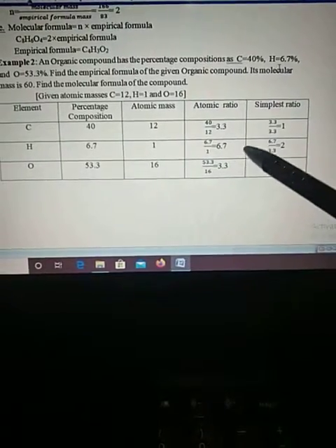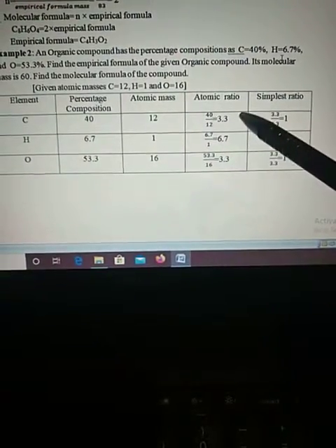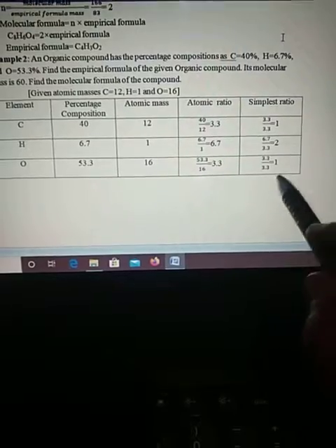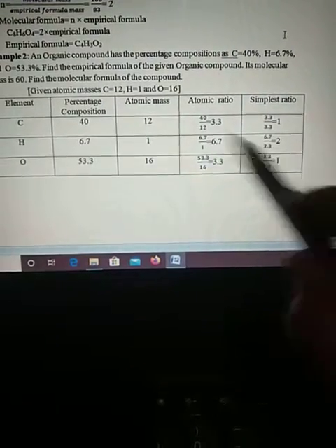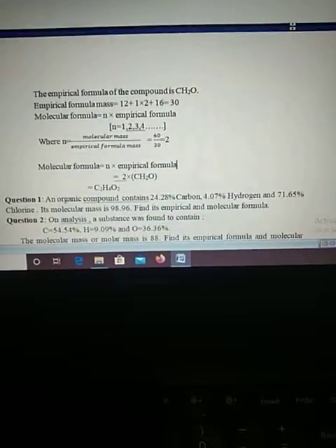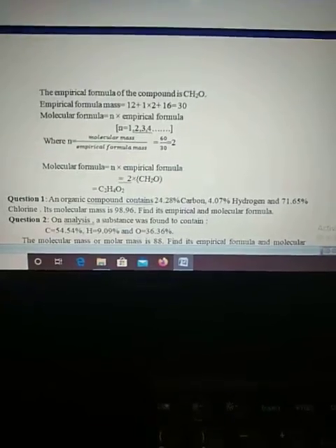Now to get the simplest ratio out of this you have to select the lowest number. So the lowest number is 3.3. So we'll divide all these numbers by the lowest number. So the ratio will come as 1, 2 and 1. So these are the number of atoms present in that molecule of the compound. So the empirical formula of the compound will become CH2O: 1 carbon, 2 hydrogen and 1 oxygen.